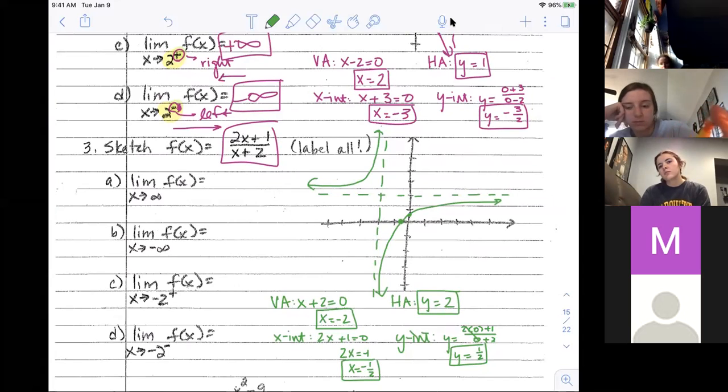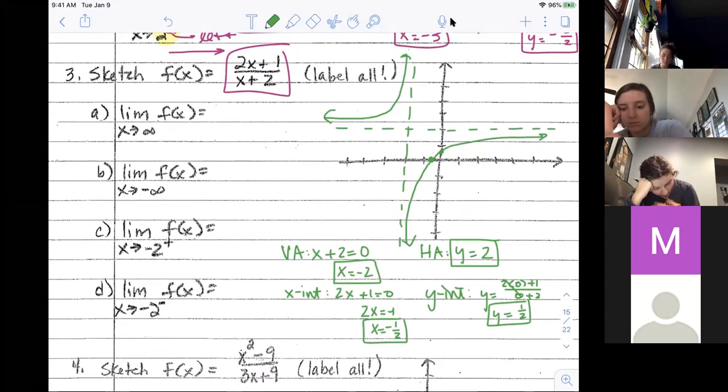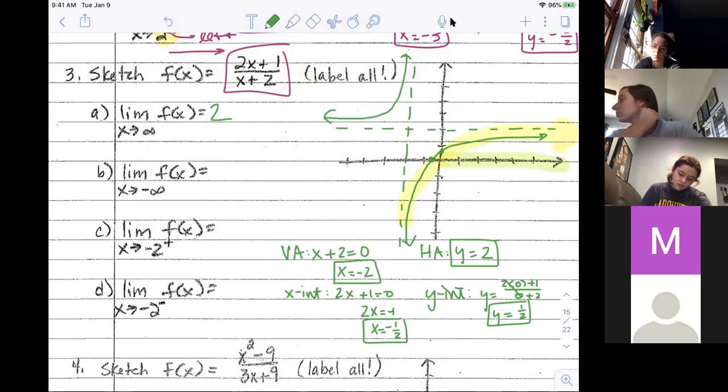Cool, any questions on your graphs? Everybody got them? All right, let's look at our limit notation. Now let's walk through it again slowly. Okay, the first one says the limit of f of x as x approaches infinity. So what is y doing as x gets bigger and bigger? So x is getting bigger and bigger and bigger. It looks like my function is getting closer and closer to my asymptote, which is at 2.